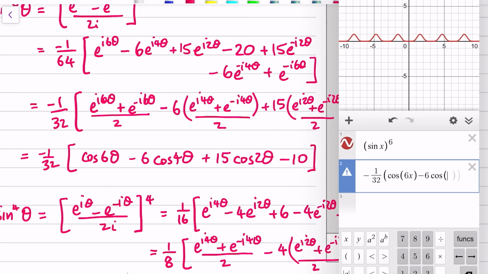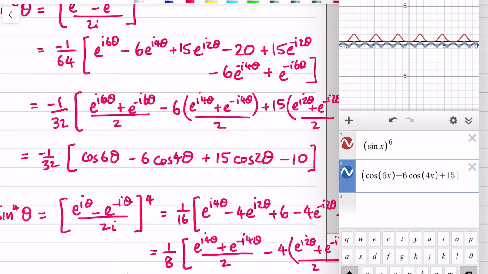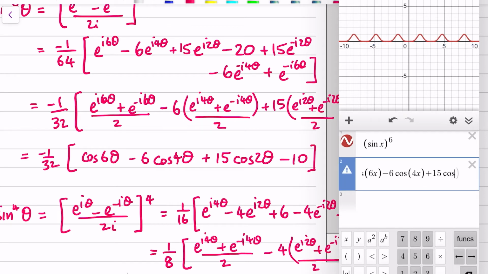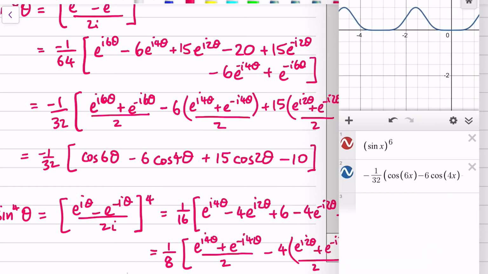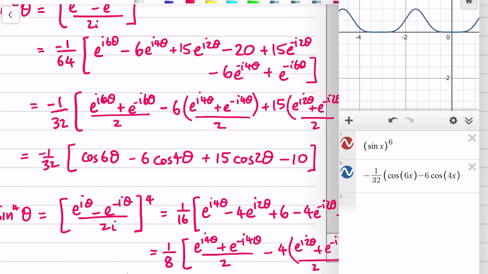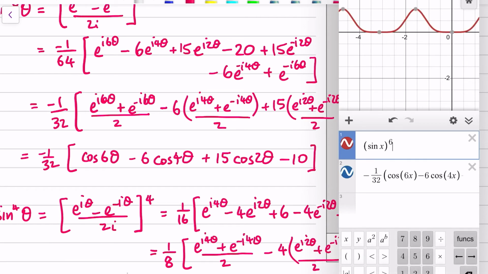Should have prepared this earlier. It's very tedious. Cool, they match. And then do the same thing for sine to the 4.